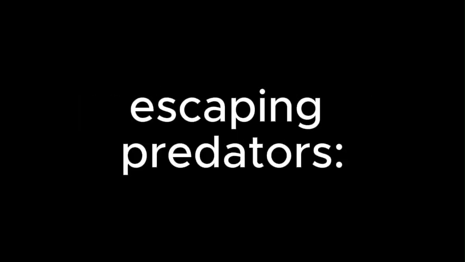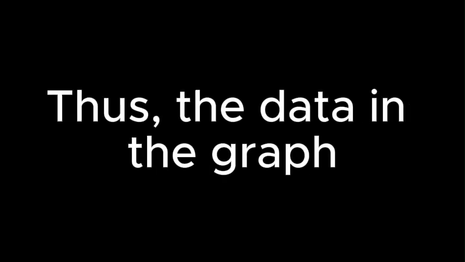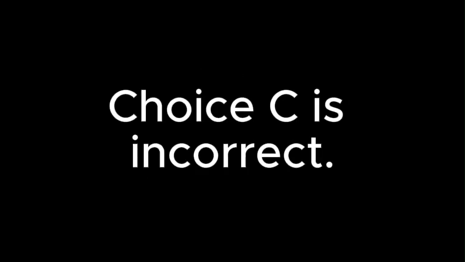In the graph, there is at least one species in each of the following percent categories for maximal speed while escaping predators: 50-59, 60-69, 70-79, and 80-89. Thus, the data in the graph show that multiple lizard species move at an average of less than 90% of their maximal speed while escaping predation. Choice A is incorrect because the data in the graph isn't organized in such a way that a comparison of the percentage of maximal speed used when escaping predation with the percentage used when pursuing prey is possible at the level of individual species. Choice C is incorrect.